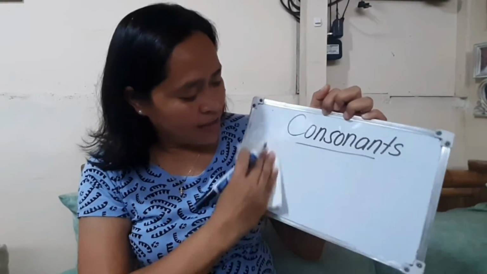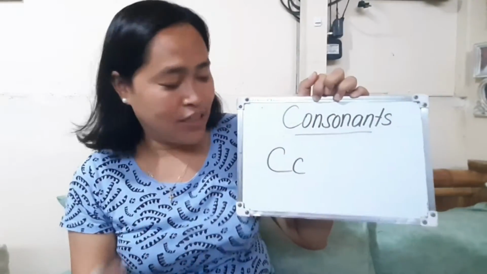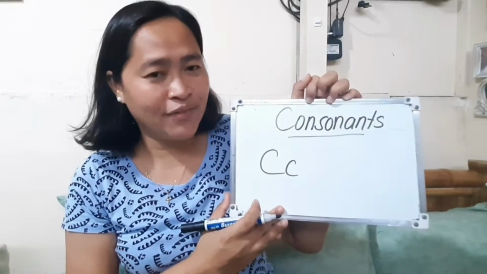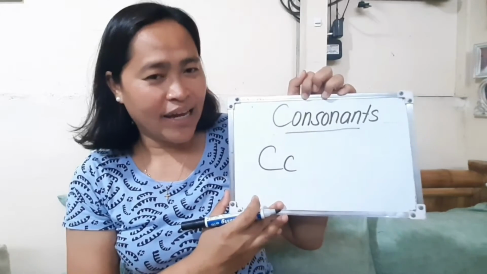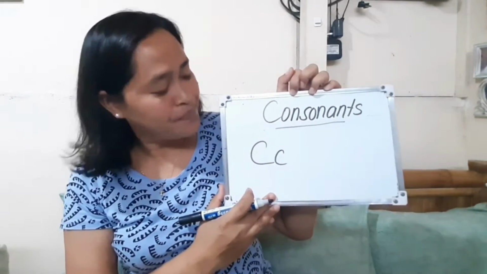The next one is letter C. What is this one? This is letter C. What is the sound of letter C? It's K. Again, K. Very good.